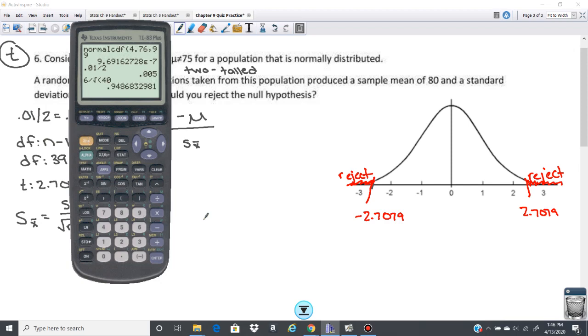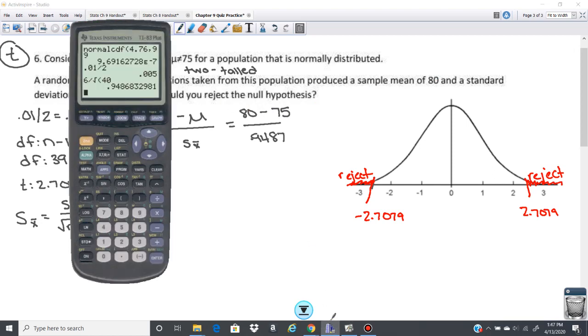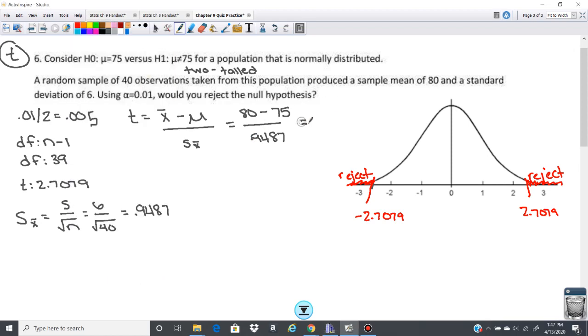is 0.9487. Okay, so that is our standard deviation of X bar, our denominator. And then X bar is your sample mean, so that's 80. And then your mean is 75. So 80 minus 75 divided by 0.9487 gives us 5.2704.